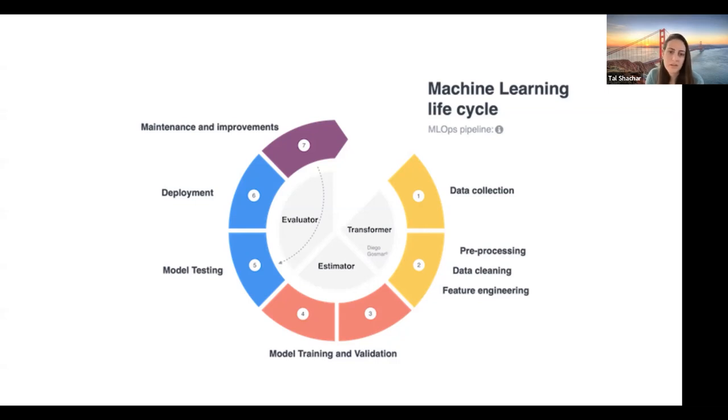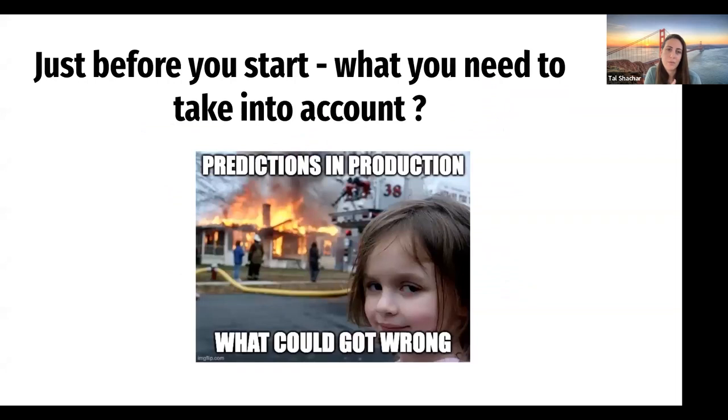And just before we start, I want to review what we need to take into account in terms of resources and other aspects. So the first thing is production requirements, latency issues. Some projects require batch prediction, some don't. You need to take into account your requirements on production and then see if your machine learning infrastructure can support it.